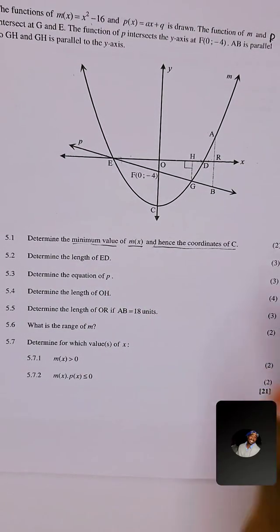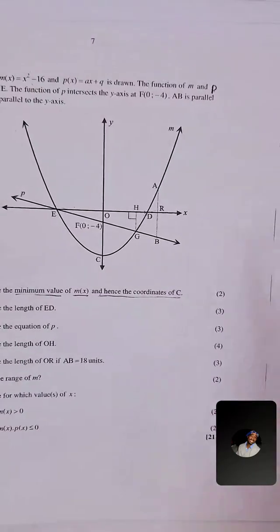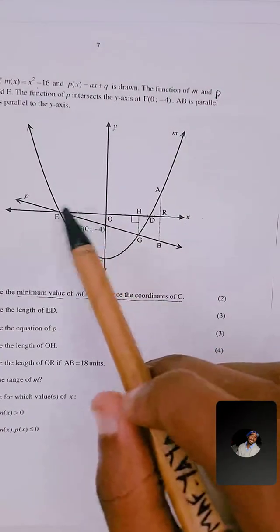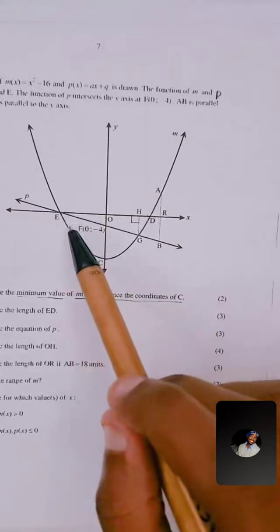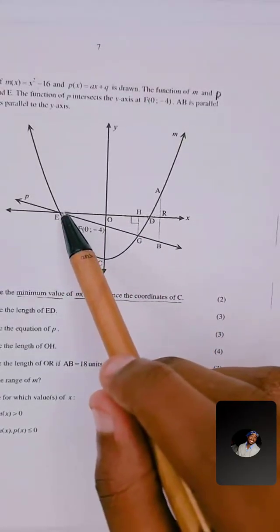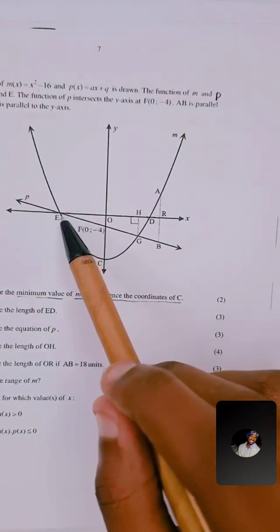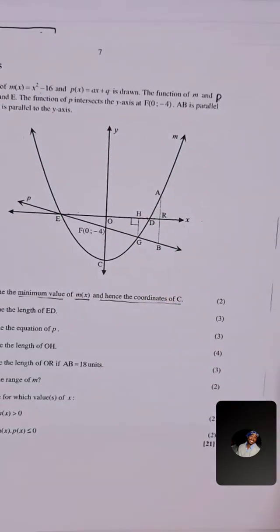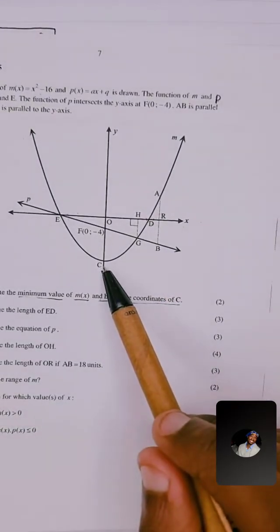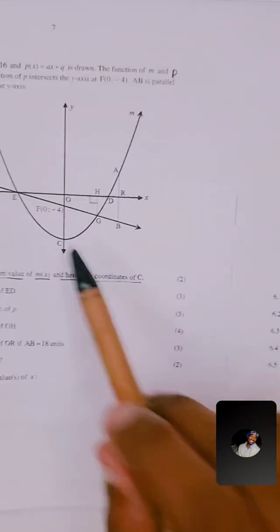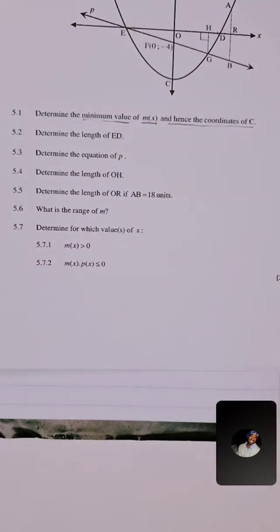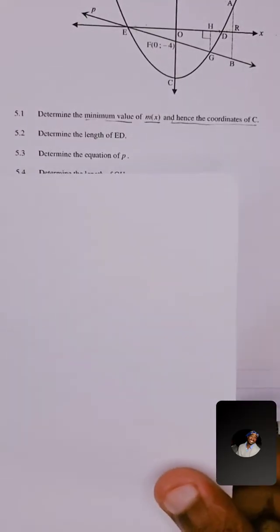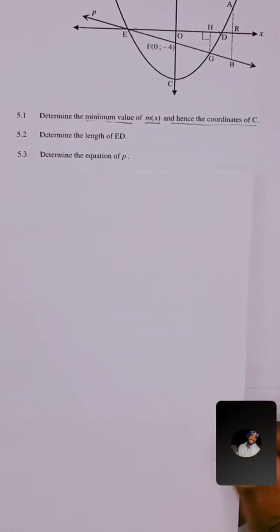Okay. Personally, whenever I get things like coordinates, I always update my diagram. The E I know now is negative 4 and 0. The coordinates of E are clear. It's negative 4 and 0. D is 4 and 0. And then obviously C I got as well, initially 0 and negative 16. The next question that they are asking me is this one, and it is saying, determine the equation of P.